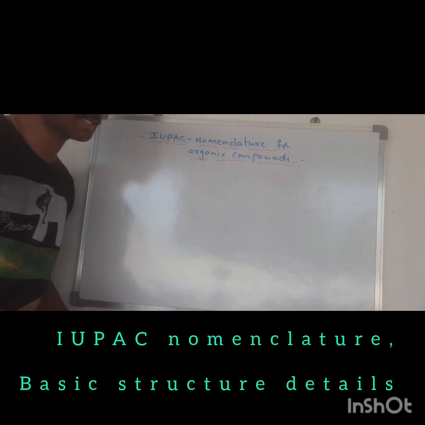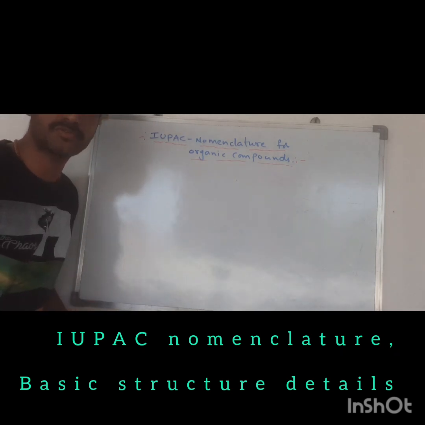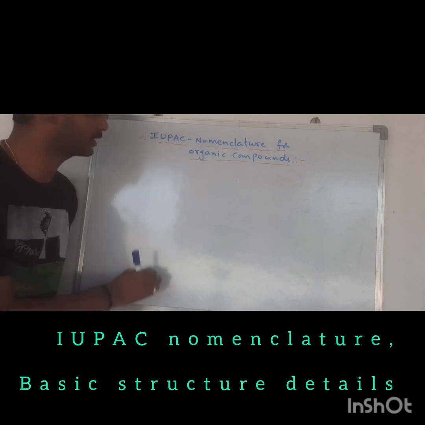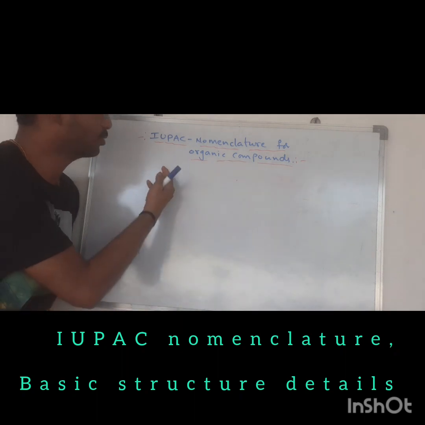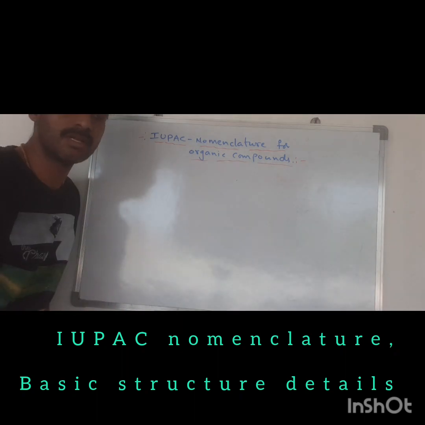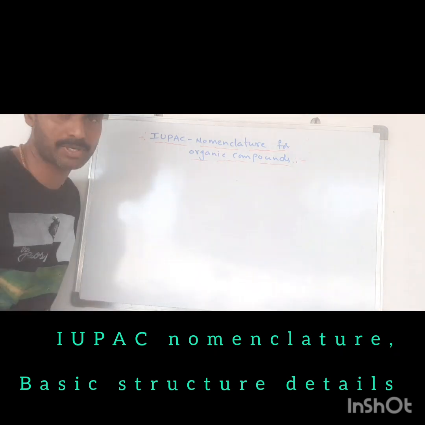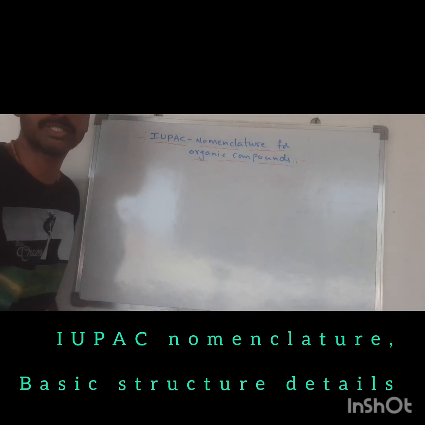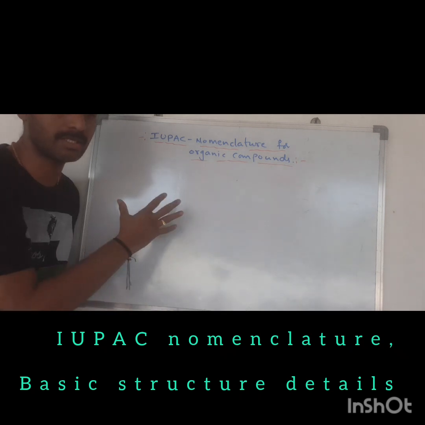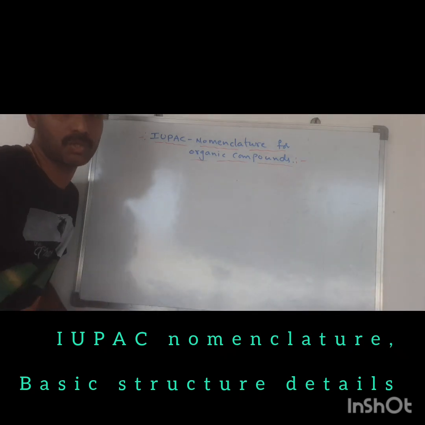Today in this class we discuss the IUPAC nomenclature of organic compounds. IUPAC means the International Union of Pure and Applied Chemistry. IUPAC suggested a model for naming organic compounds because there are approximately 5 million compounds. It's not easy to remember all the general and common names for them. That's why they created a system, and it's very important to know the IUPAC nomenclature. So today we discuss the nomenclature for organic compounds.